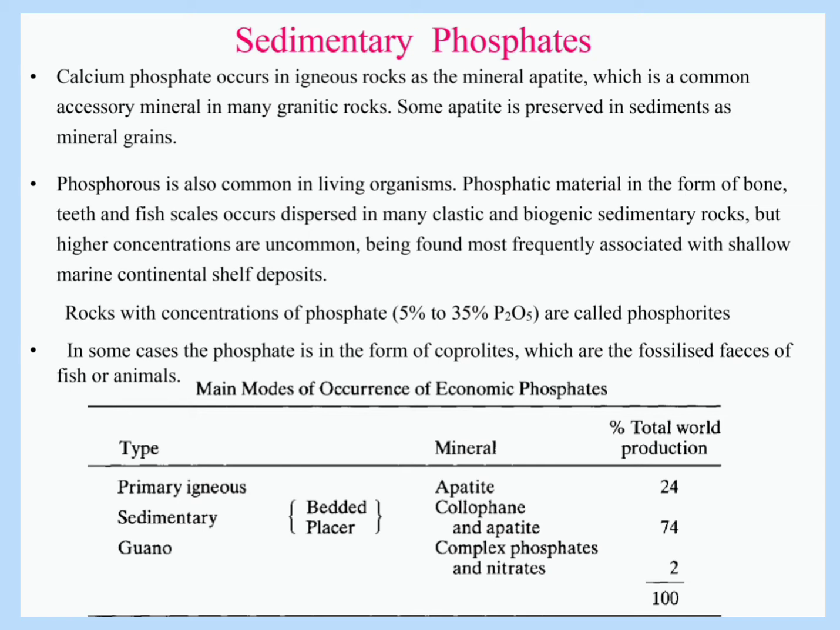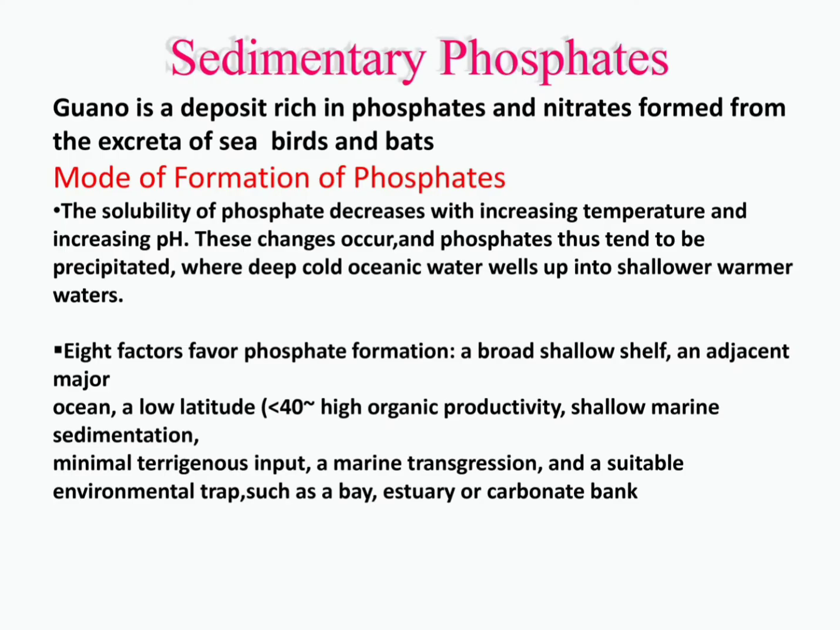Now you have heard about the term guano. What is guano? Guano is a deposit rich in phosphate and nitrates formed from the excreta of seabirds and bats. So the excreta of birds and bats, which are rich in phosphates, when preserved are known as guano.